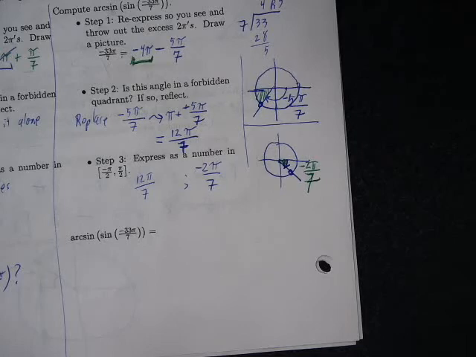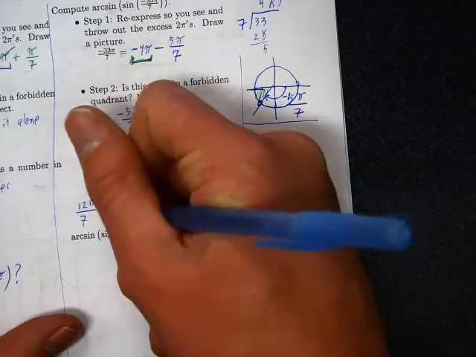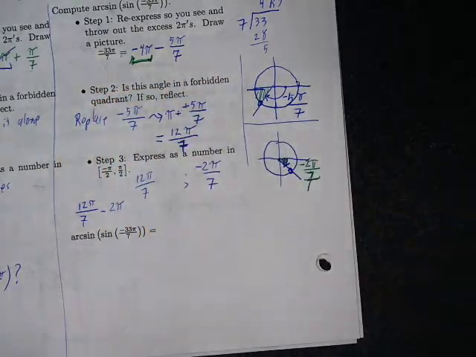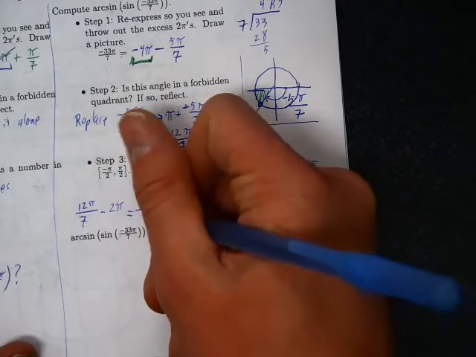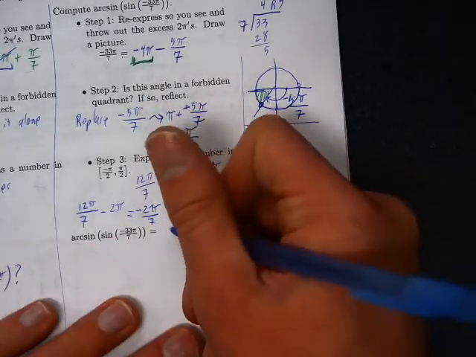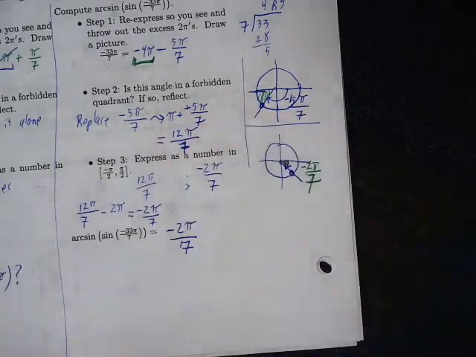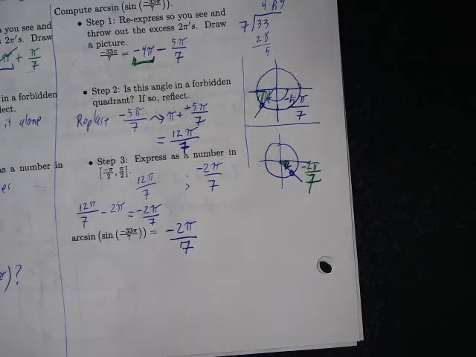What should I do to that to get it into an acceptable range? At this stage, all I can do is add or subtract 2 pi's. Let's subtract 2 pi from it and see what we get. 12 pi over 7 minus 2 pi. That 2 pi is secretly 14 pi over 7. So that is now negative 2 pi over 7. And I conclude that the inverse sine of the sine of negative 33 pi over 7 is negative 2 pi over 7. People feel okay about that?